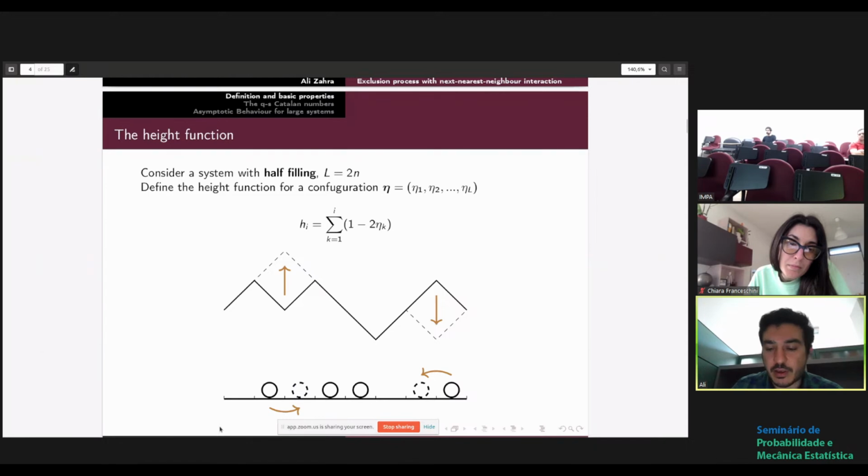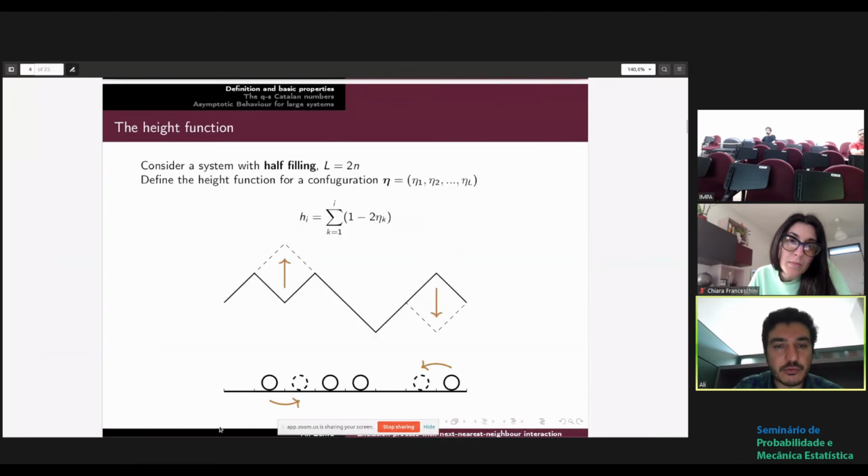So first, to go further, I need to define the height function for a half-filled system. The half-filled systems are the systems that I'm going to consider in this talk. This is the case that I studied. The height function is defined as usual. If you have an empty site, a void, your height function increases by 1. If you have a particle, it decreases by 1.